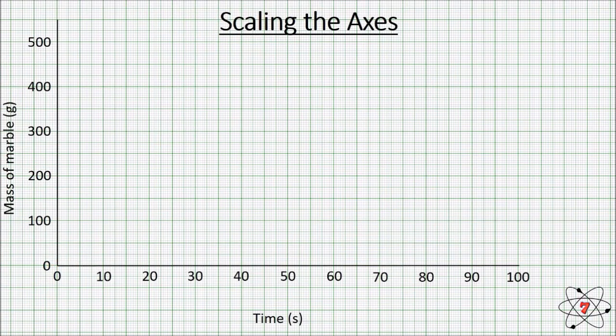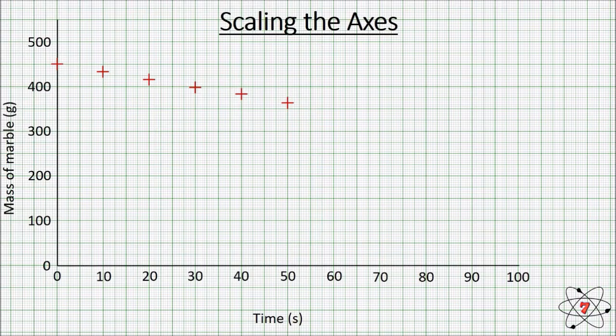Another thing that we need to consider, and that we need to include in all good graphs, are well-scaled axes. We need our scales to be the right size, and we need our axes to be the right size. It's a very common mistake to have things scaled poorly. So let's have a look at an example where mass is being lost. We can plot our data points, and we can see that we only did the experiment for 50 seconds, yet the time goes up to 100 seconds.